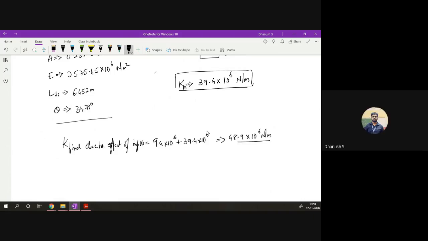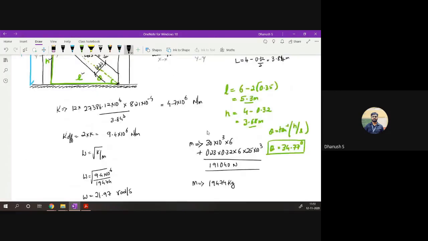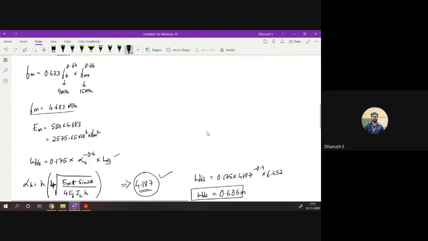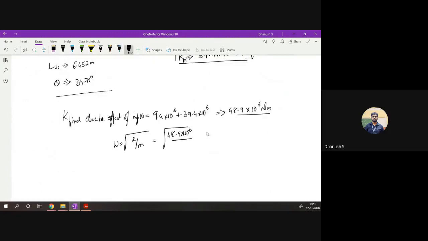Now use this stiffness value to find out omega. The mass will remain the same. What was the mass we used? 48.9 into 10 raised to 6 divided by the mass that we used there, which was 19474 kg. How much is this? 50.14. Omega is 50.14 radians per second.